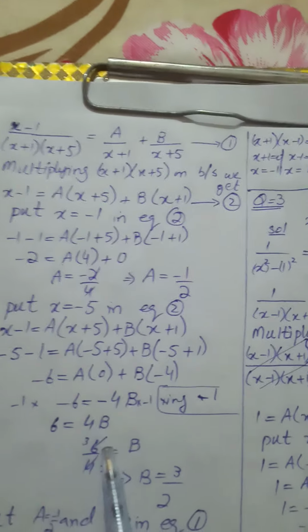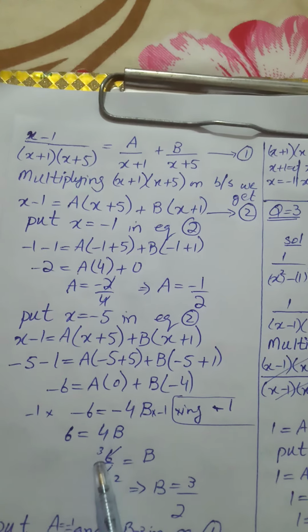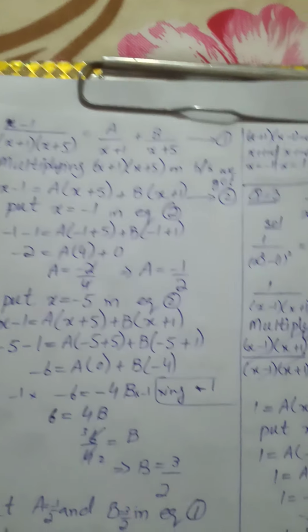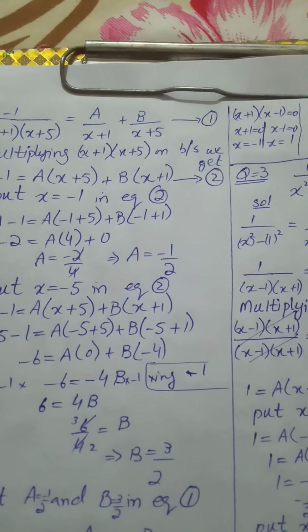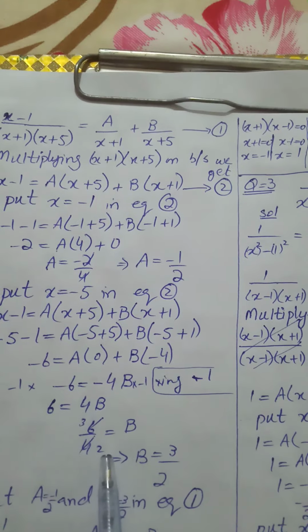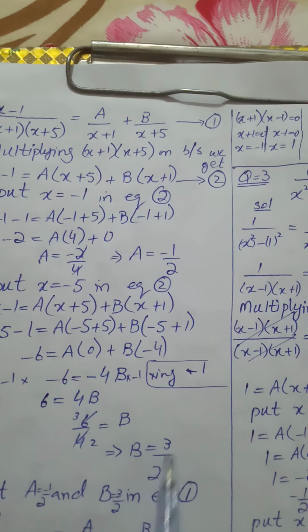3 2s are 6, and similarly 2 2s are 4, so it will become 3 by 2. So b is equal to 3 by 2.